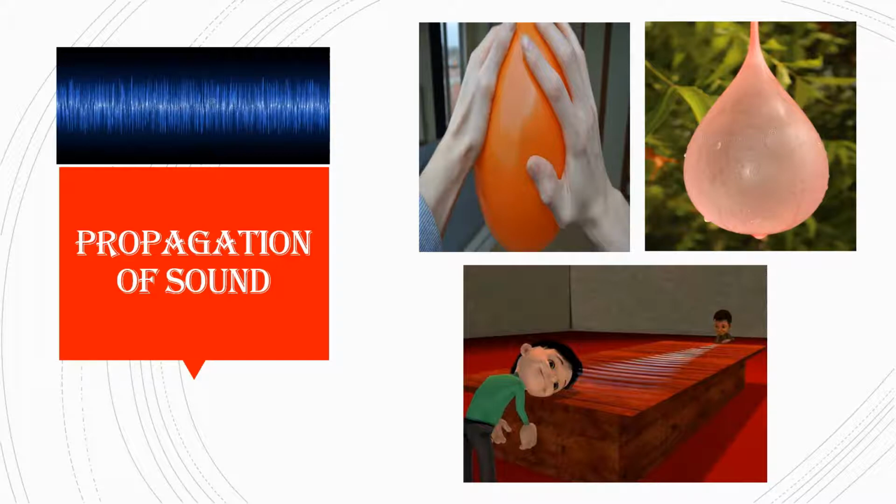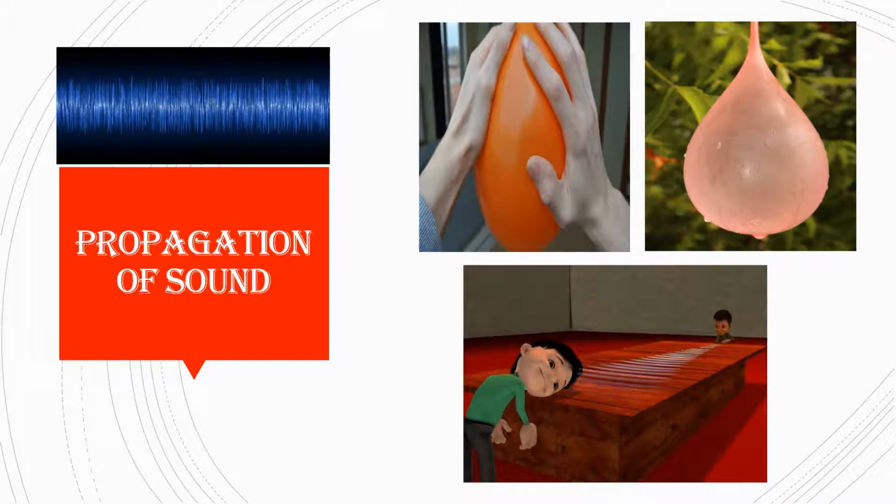Correct. When your friend knocks lightly, vibration produced in the table propagates through the air and reaches your ear. And when you press your ear to the table, sound propagates through the table, which is in the solid state, and reaches your ear. And we notice that sound heard through the table is clearer and louder than the sound heard through the air. So this is because sound travels faster through solids than through air.